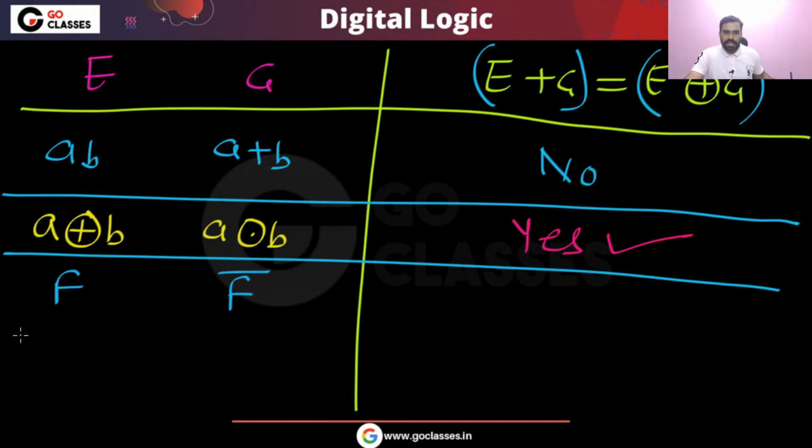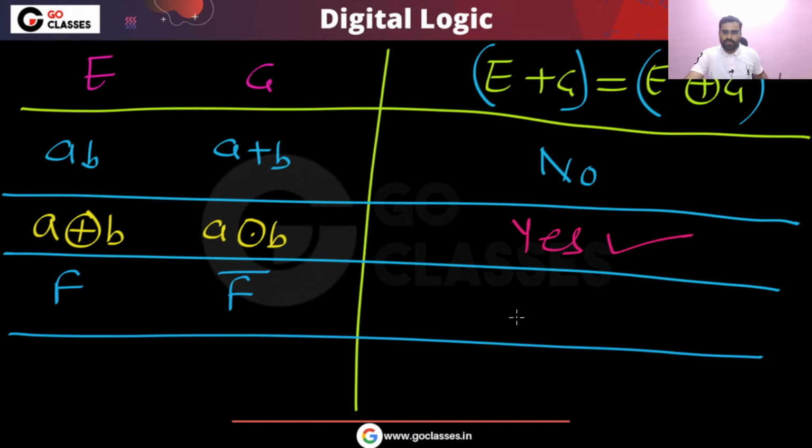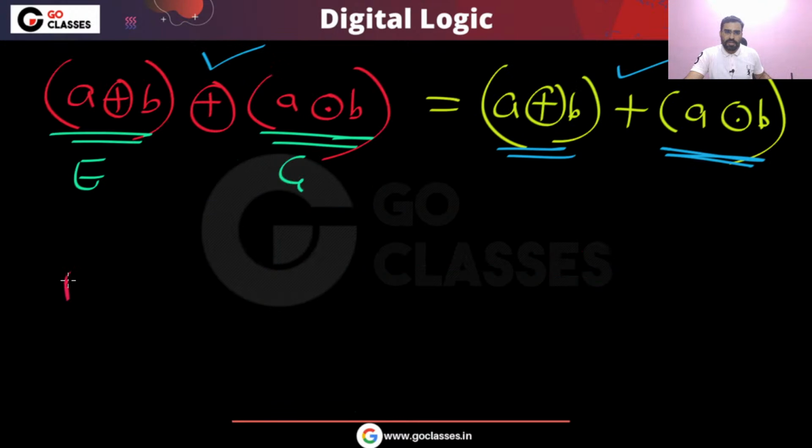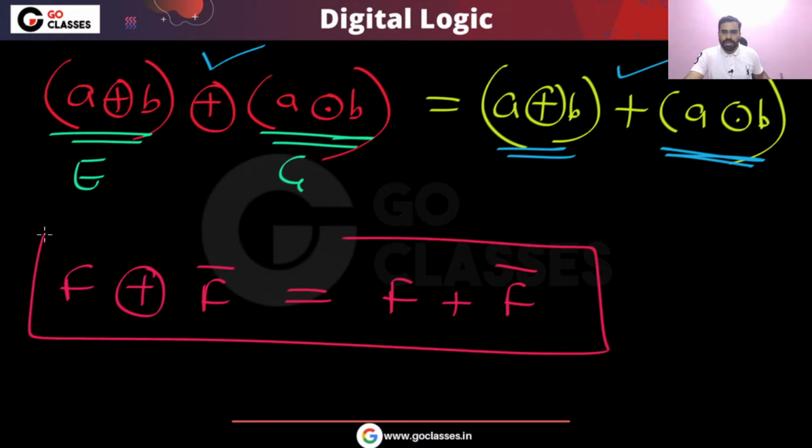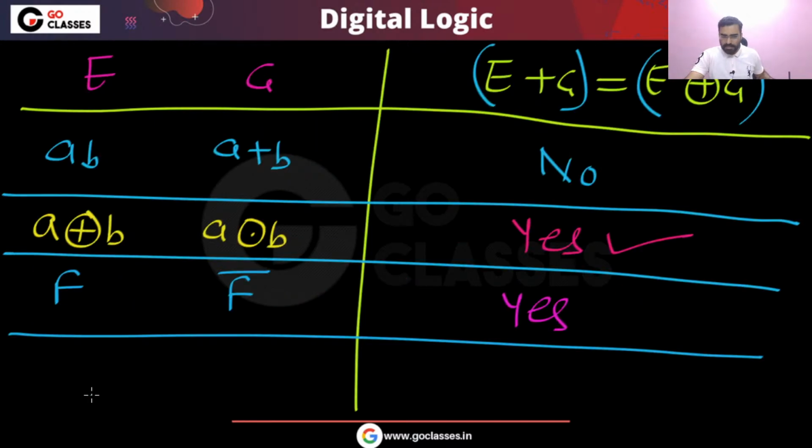If I take some function f bar, then in this situation, what will happen? Again, the answer is yes. So this means that f XOR f bar is the same as f OR f bar. Both are the same. Is this clear? Many examples you can take, whatever example you want. So that's the idea.